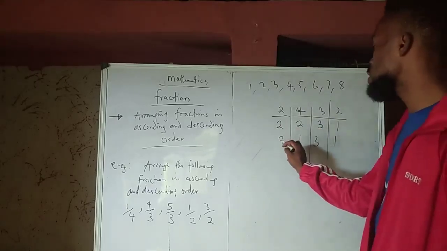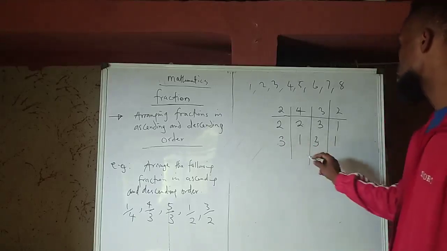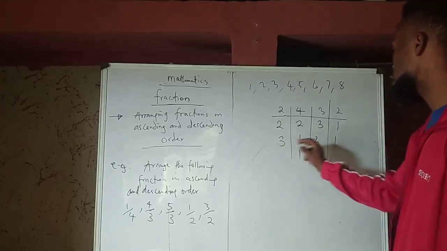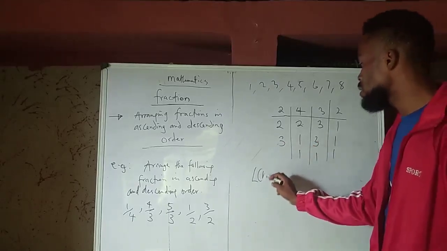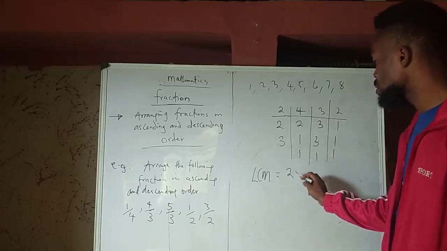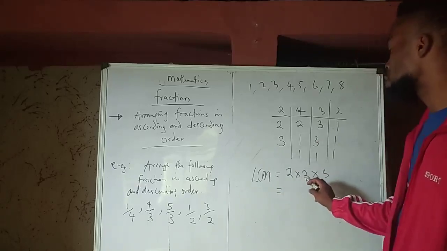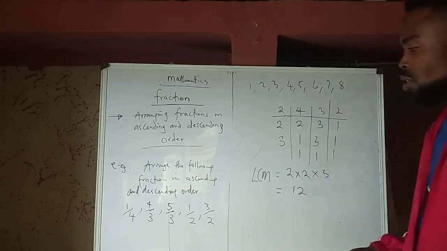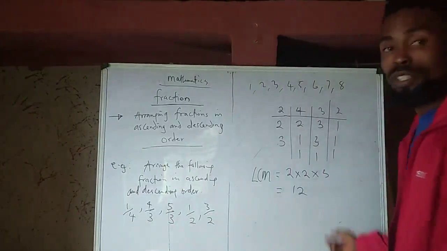The next number is going to be 3. 3 divided by 3 is 1. 3 divided by 3 is 1. Then 1. So we are done. The LCM is going to be 2 times 2 times 3. 2 times 2 is 4. 4 times 3 is 12. So the LCM of the denominators of all these fractions is 12.